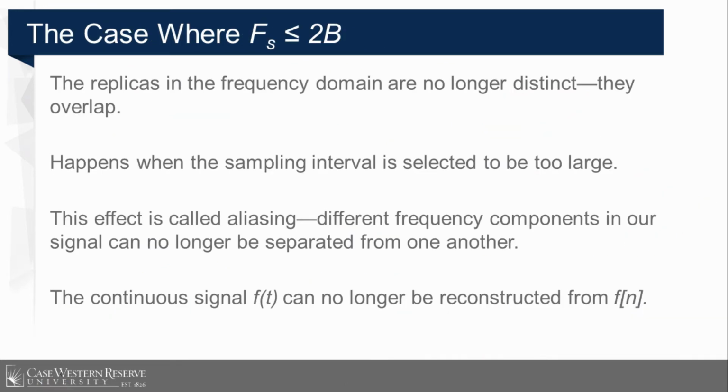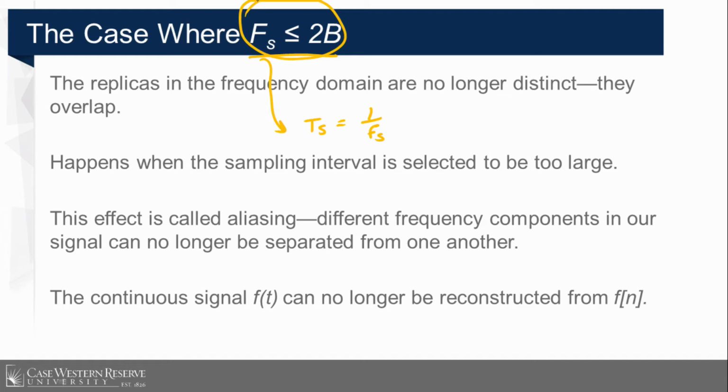All right, so we've just seen what happens in the case where Fs is less than 2 times b. This is the case where the replicas in the frequency domain are no longer distinct. They're overlapping with each other. And again, because I have this connection between my sampling interval, Ts, and 1 over my sampling frequency, Fs, we'll see that this situation can happen if my sampling interval is selected to be too large for the bandwidth of my signal in the frequency domain, right?